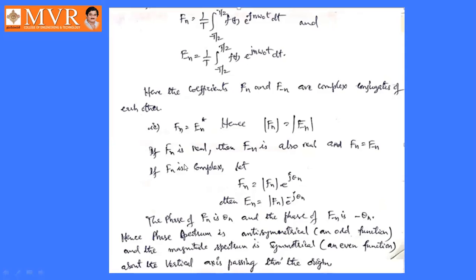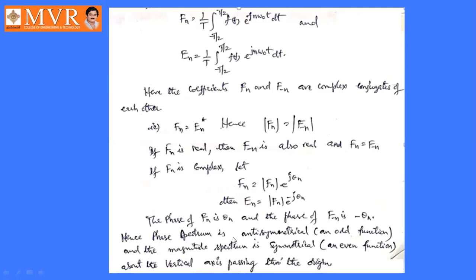If Fn is real, then F minus n is also real. Then both are equal, Fn equal to F minus n. If Fn is complex, that is Fn equal to mod Fn into e power j theta n, then F minus n equal to mod Fn into e power minus j theta n. The phase of Fn is theta n, and the phase of F minus n is minus theta n.